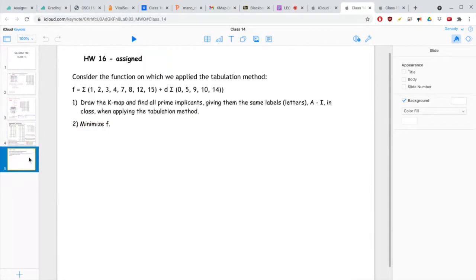Okay, so this is the assignment. So the first part is just to draw it on the map, and then 2 is to actually come up with the shortest, with the minimal forms, right? And you will have, well, at least 2 of them, maybe more. Any questions about this?